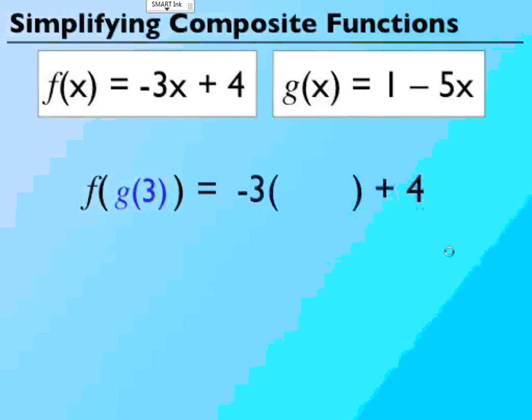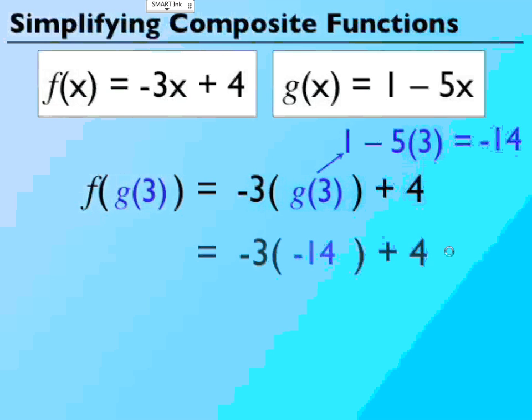All right, now this is like what we did yesterday, f of g of 3. So g of 3, we're going to need to get that so we can plug it into f. So I rewrite f, and I leave myself some space there, and then I'm going to plug g of 3 in there. So let's get g of 3. I do 1 minus 5 times 3, and I get an answer of negative 14. That goes in place of g of 3. Then I multiply to get 42 and add 4 to get a final answer of 46. So just like yesterday, a reminder, we work from the inside out. We have to simplify the inside first.